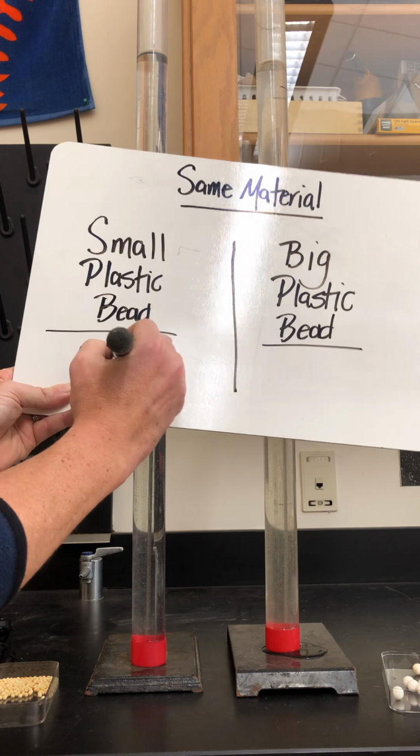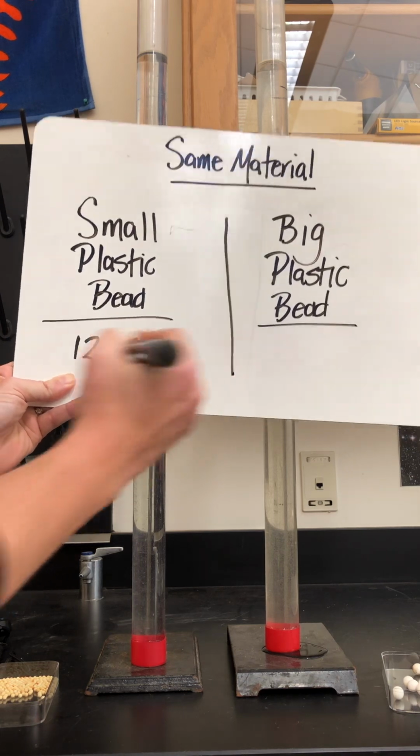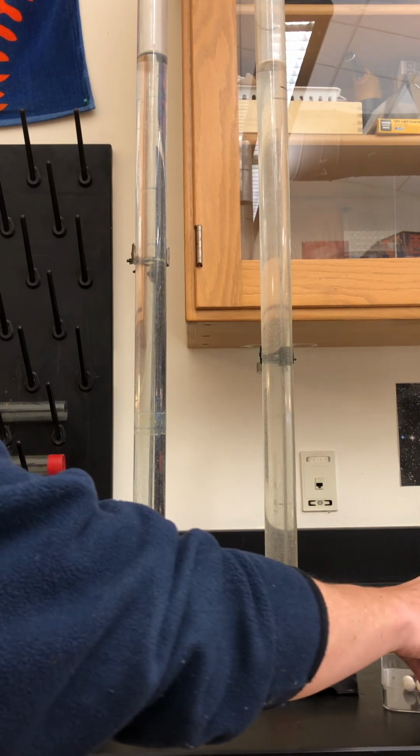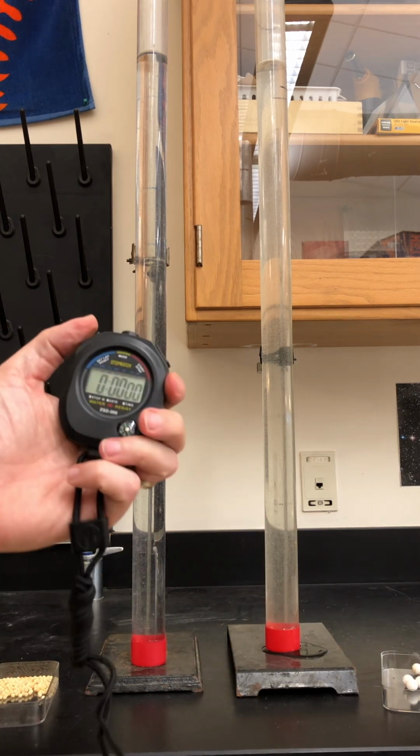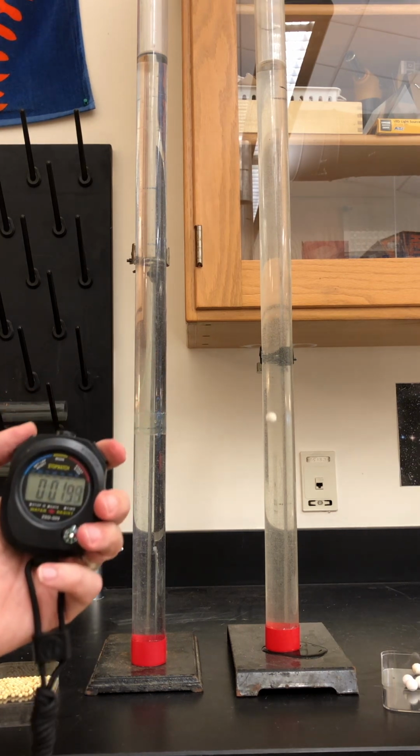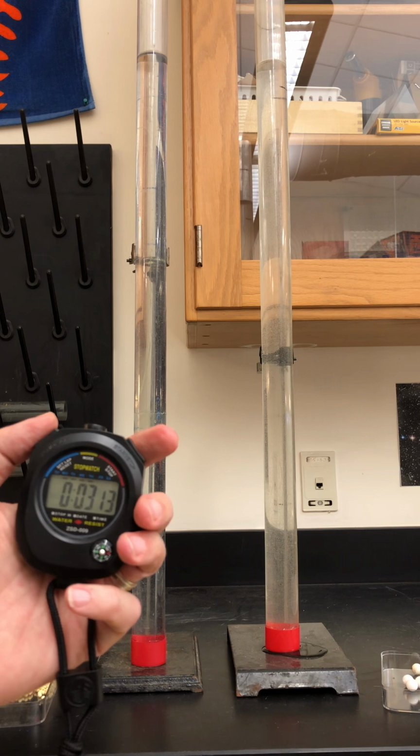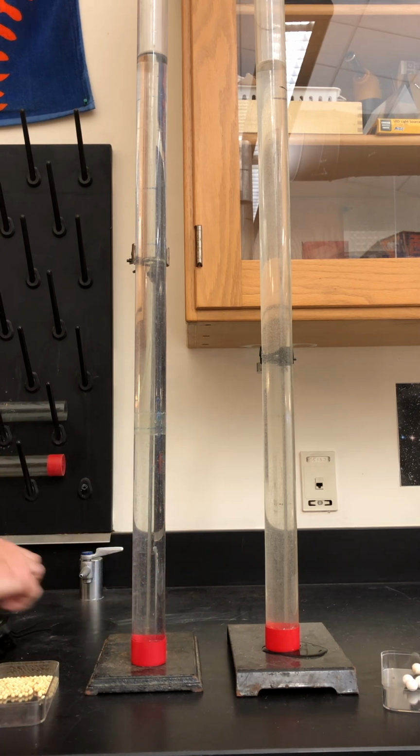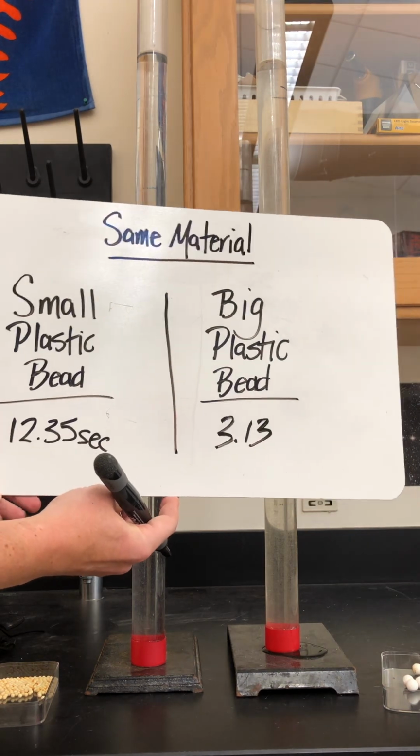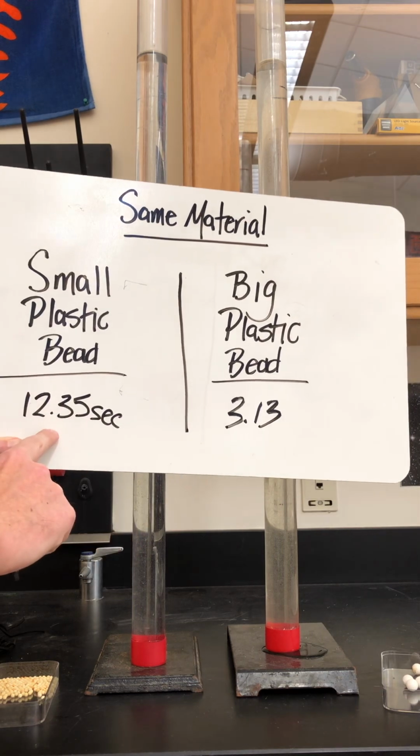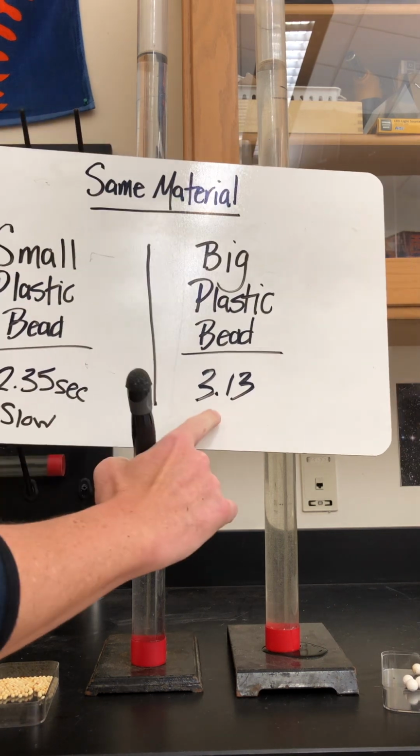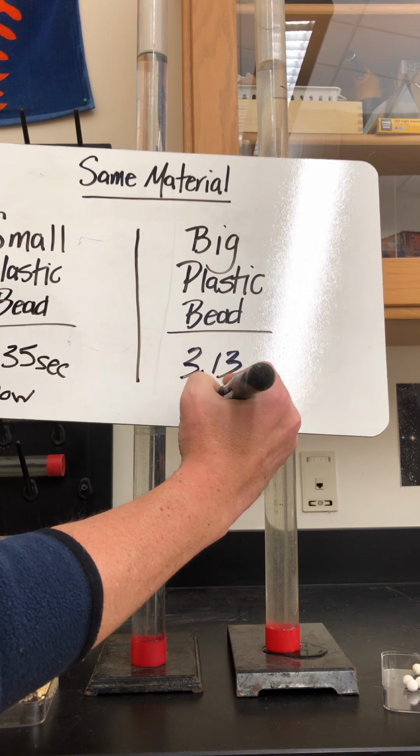12.35 seconds for the small plastic bead. Let's do the large plastic bead. So clear that out. Large plastic bead. Takes about 3.13 seconds. So I think just by looking at those characteristics, you can tell that the small plastic bead takes much, much longer, so this is going to be slower. That's going to be a slow deposition, while the big plastic bead is going to be a fast deposition.